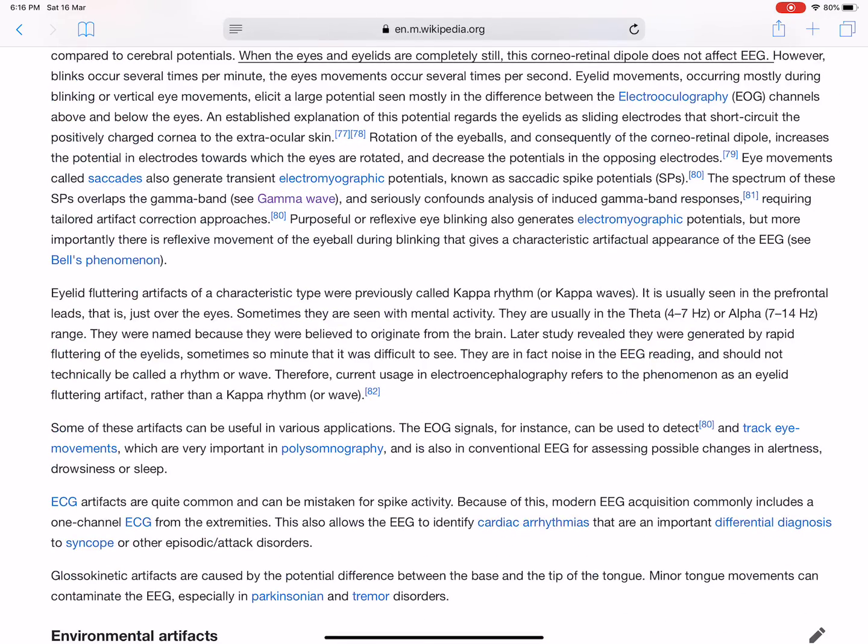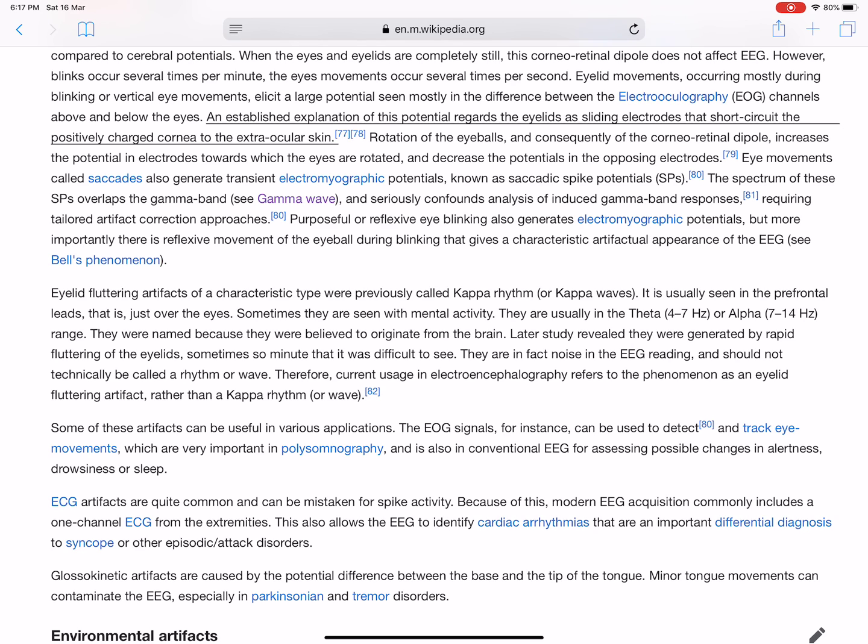However, blinks occur several times per minute. The eye's movements occur several times per second. Eyelid movements, occurring mostly during blinking or vertical eye movements, elicit a large potential seen mostly in the difference between the electrooculography (EOG) channels above and below the eyes. An established explanation of this potential regards the eyelids as sliding electrodes that short-circuit the positively charged cornea to the extraocular skin.